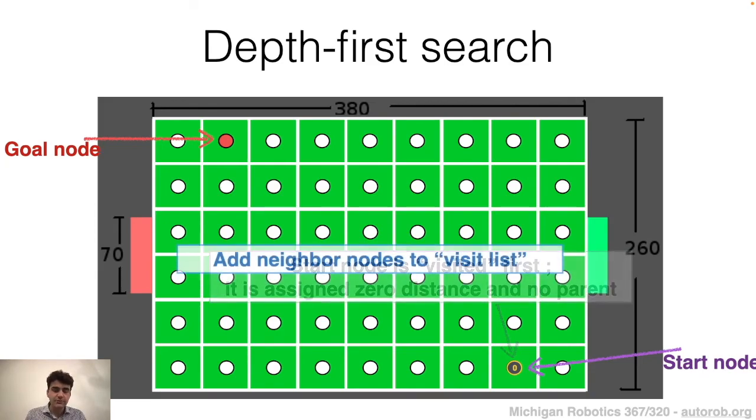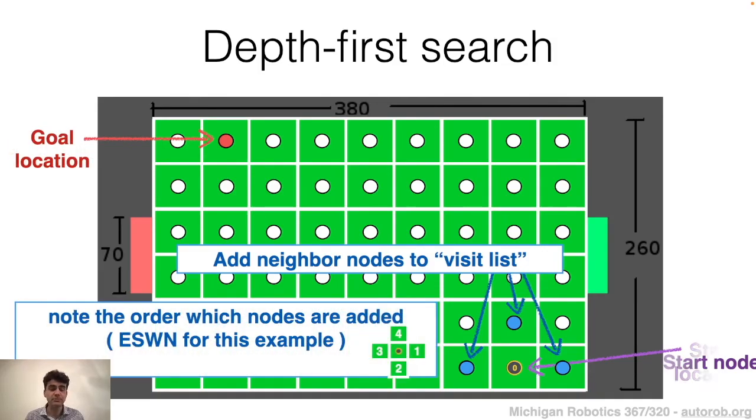After this, depth-first search will consider the adjacent nodes of this first visited start node to be in what's called the visit list. The order in which these nodes are added to the visit list has to be predefined. For this particular example, we'll consider adding the adjacent nodes to each visited node in the order east, south, west, north.